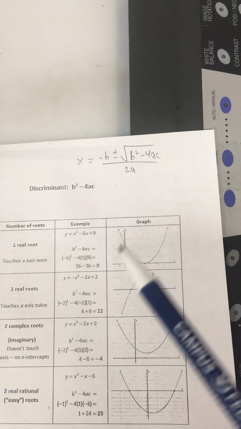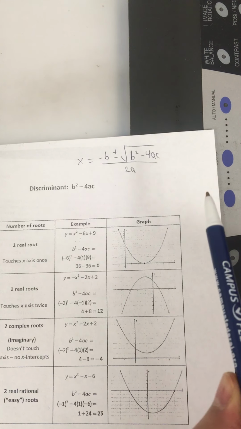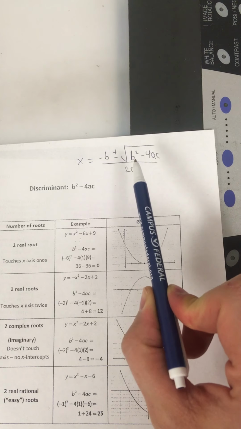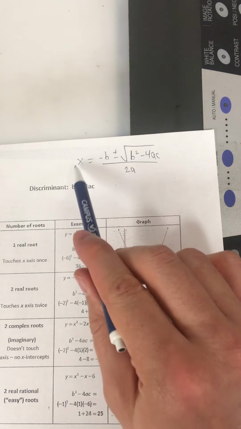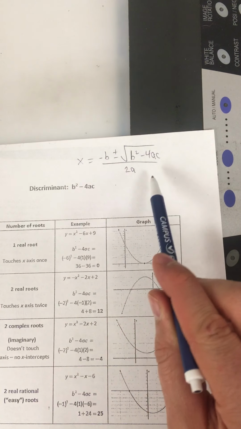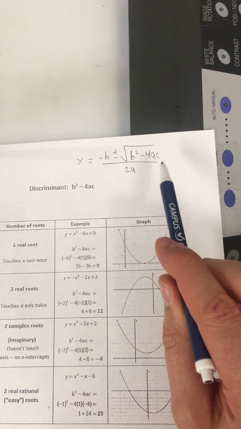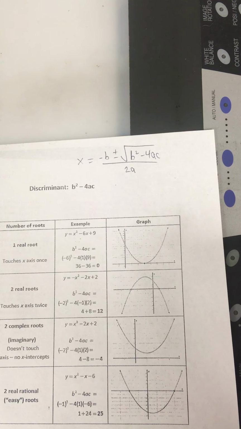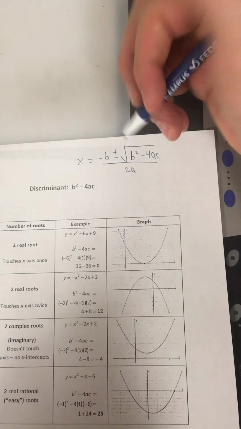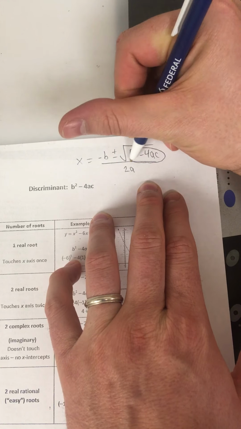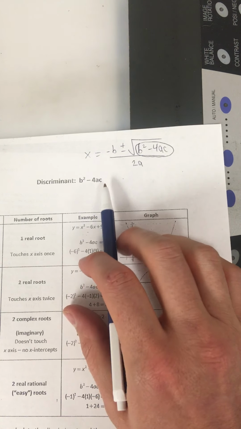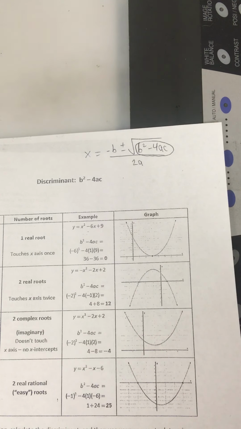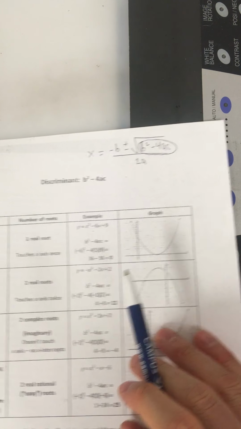And also, when do you get those nice, easy answers called rational answers? When you have what under here? When you have a perfect square. So basically the idea is this whole formula gives you the entire answer, but what part of the formula tells you the type of answer you get? The stuff under the square root, b squared minus 4ac. That's what we're talking about today. That's called the discriminant. Just the b squared minus 4ac, what's underneath the square root. That doesn't give you the answer, but it tells you the number and types of answers.